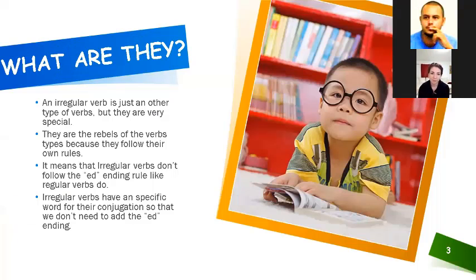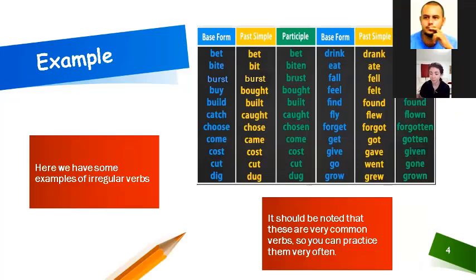What are they? An irregular verb is just another type of verb, but they are very special. They are the rebels of the verb types because they follow their own rules. It means that irregular verbs don't follow the ed ending rule like regular verbs do. Irregular verbs have a specific word for their conjugation so that we don't need to add the ed ending.